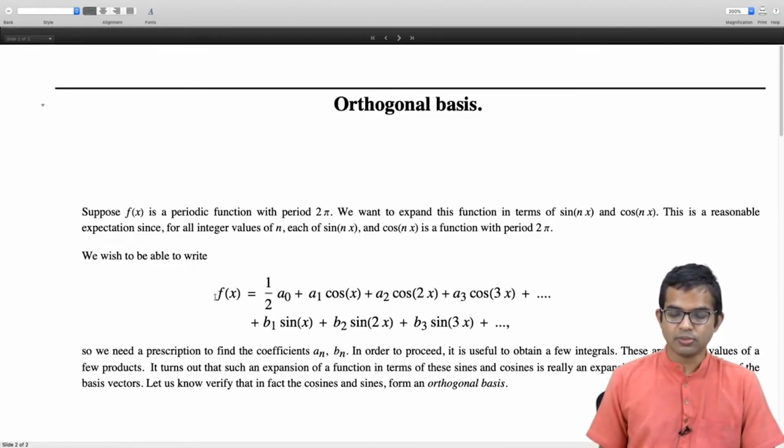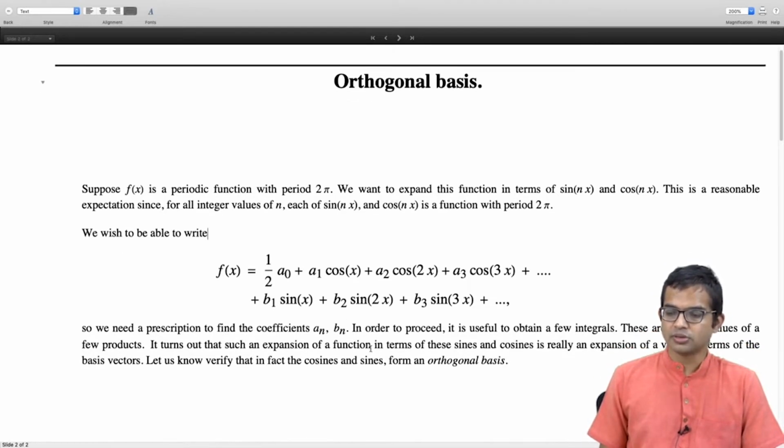So our goal is to write this function f of x as half a naught plus a1 cos x, and so on. I'm calling this half a naught for a reason which will become clear later on when we write down the prescription for these coefficients. So we want to see if there is a way to work out these coefficients so that we can write this series expansion. Given a periodic function f of x, will we be able to write down an expansion of this kind? So we need a prescription to work this out.